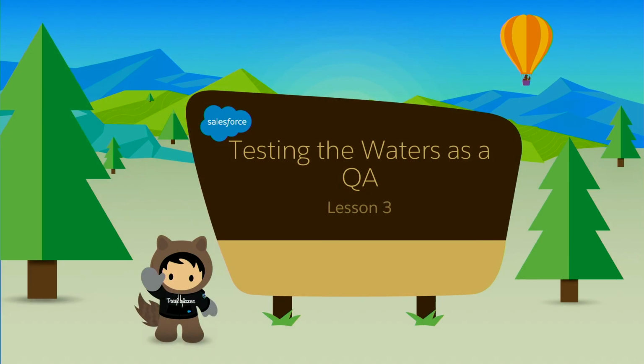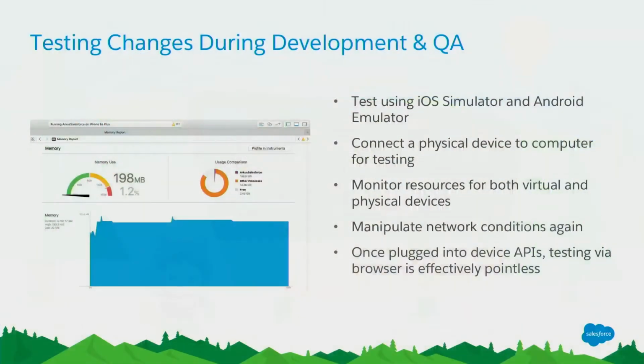Now let's talk about the last thing, which is testing waters as a QA. We talked about earlier how when you're doing this hybrid development, you're probably testing in browser, and your browser's not going to handle things the same way that devices will. And also, you'll end up seeing weird things like CSS produces a completely different result if you use one selector versus another selector.